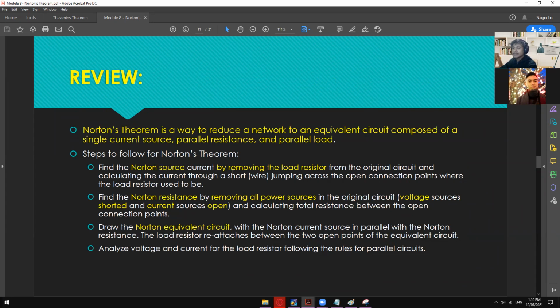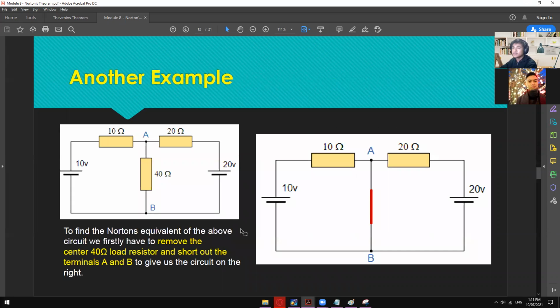Kind of the same: removing the load resistor and then removing all the power sources. Just short it if it's a voltage source, just leave it open if it's a current source. And from there you can now find the Norton's current and then the Norton's resistance to transform that one into a Norton equivalent circuit. Okay, so we have here another example.